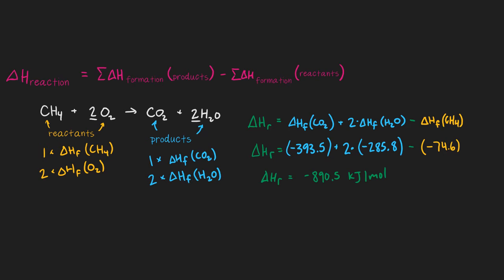Working that out gives us a final enthalpy of reaction of negative 890.5 kilojoules per mole. This means that if we burned 1 mole of CH4, which is 16 grams of CH4 using the molar masses, it would release 890.5 kilojoules of energy. And that's a lot of energy for a small amount of fuel.